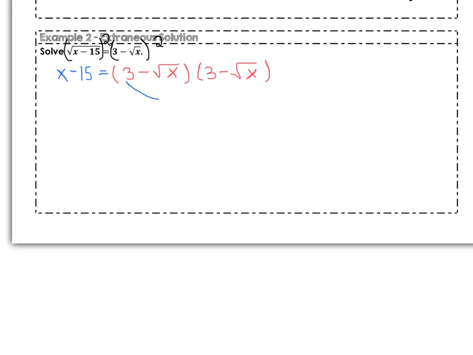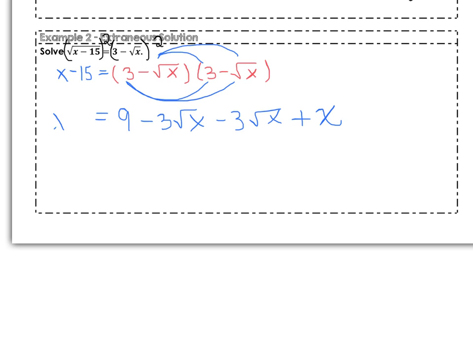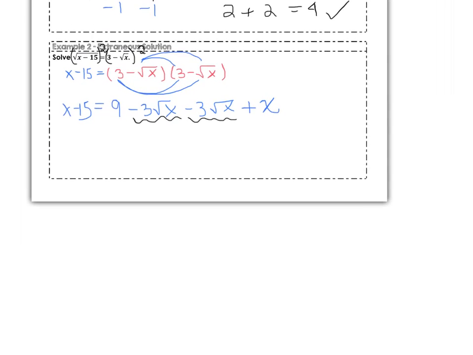So on the right-hand side, let's FOIL it out. 3 times 3 is 9. We're going to have 3 times negative radical x. We're going to have negative radical x times 3. And we're going to have negative radical x times negative radical x, giving me positive x. Okay? So now we're going to combine some like terms here. And I'm going to try to get these all by themselves, because once again, I would like for my radicals to be all alone here.